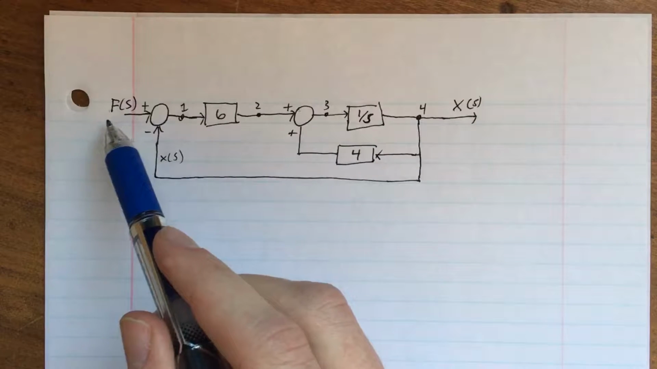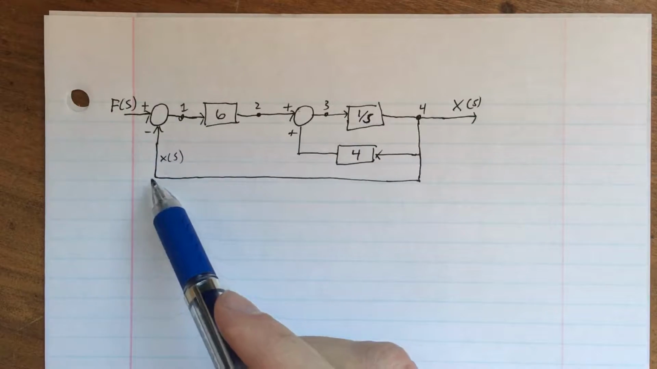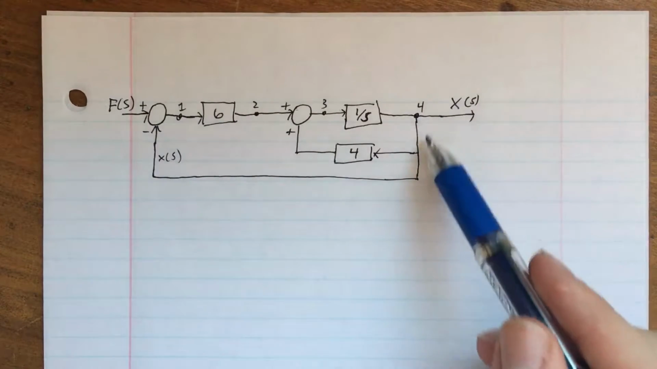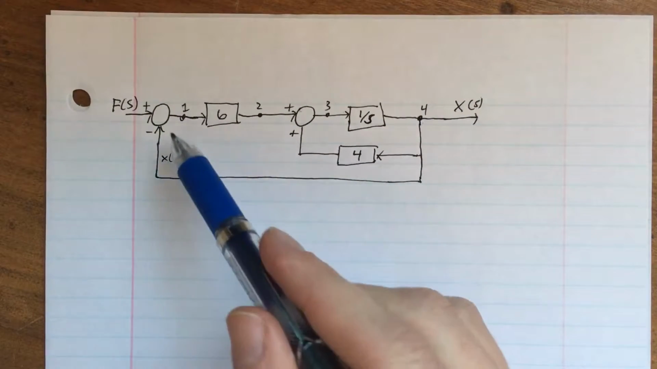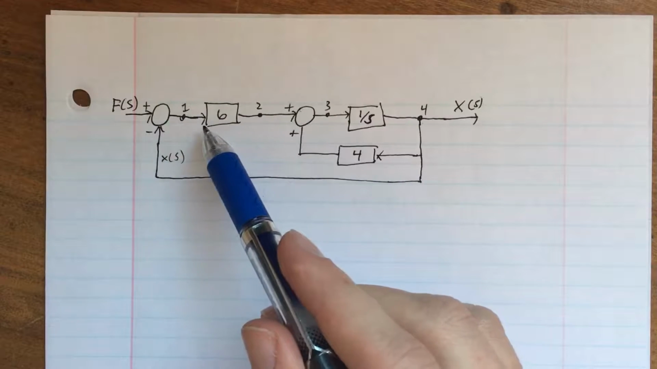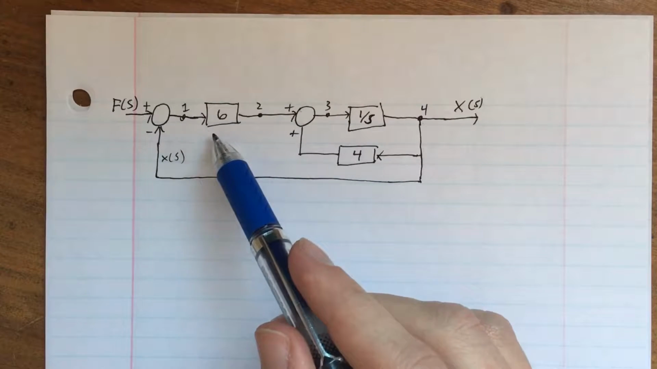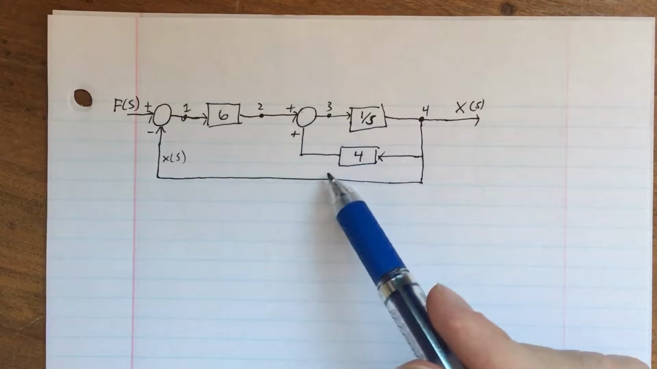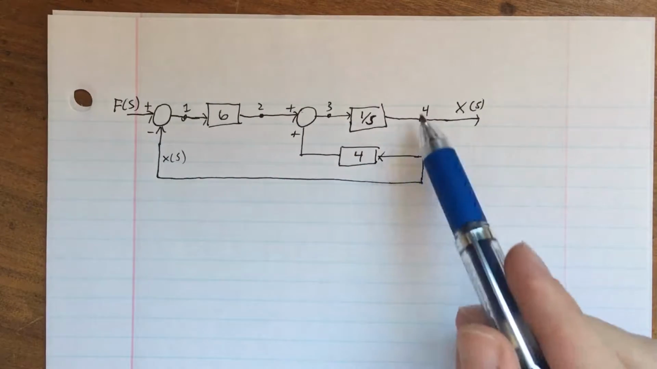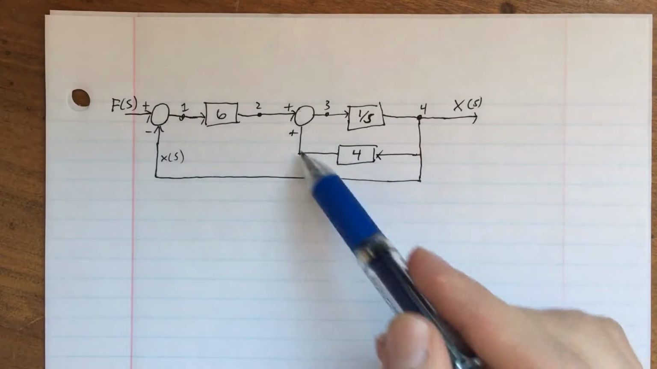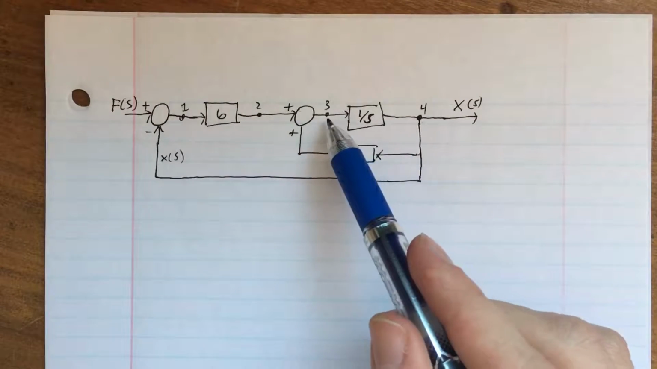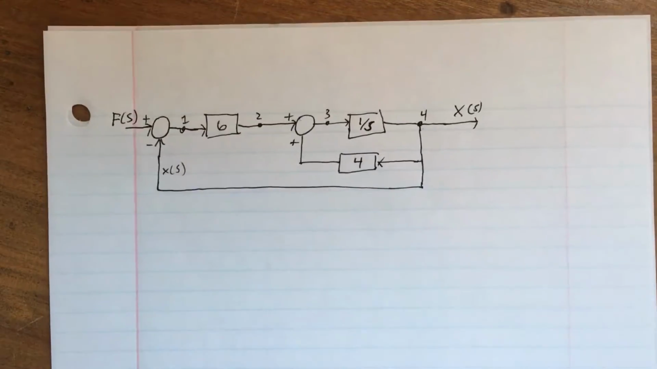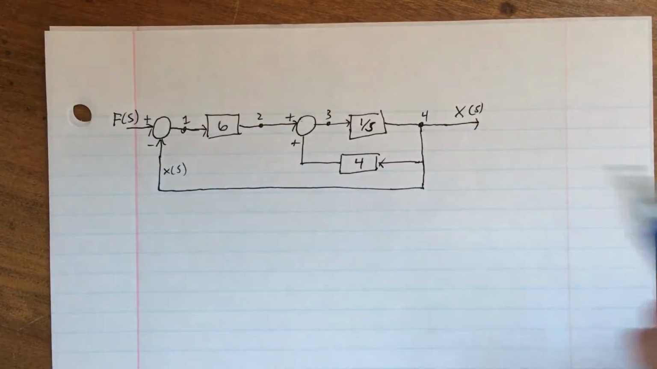F of s is inputted over here, and it is summed with x of s, which comes from over here. And then that function is multiplied by 6, and then it's summed by x of s times 4, because that comes through here. And then the whole thing is multiplied by 1 over s, and that outputs x of s. So I'll do it again a little slower.